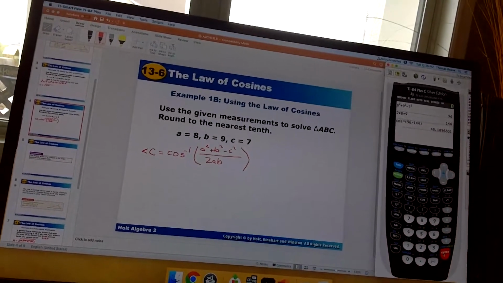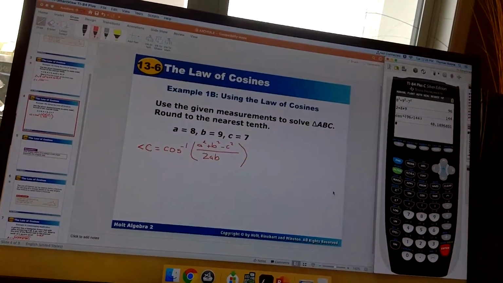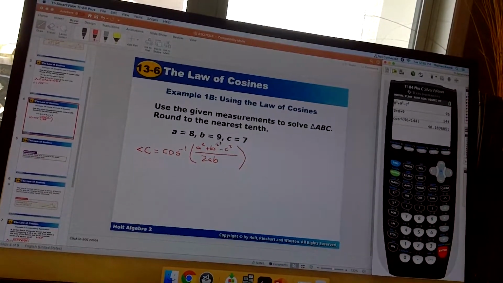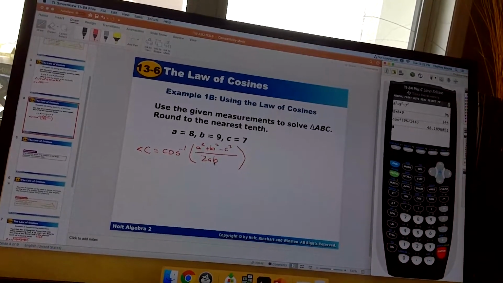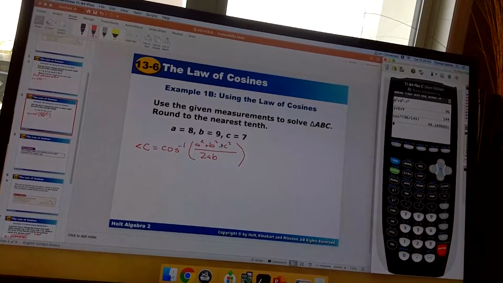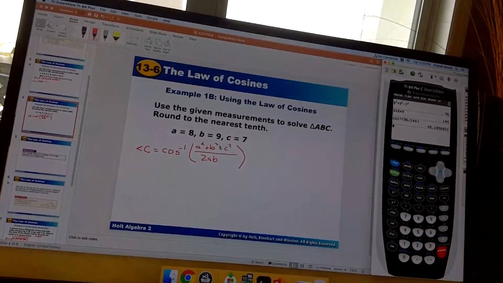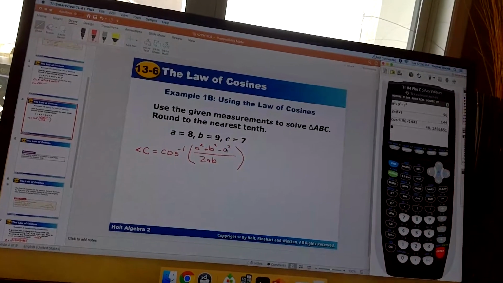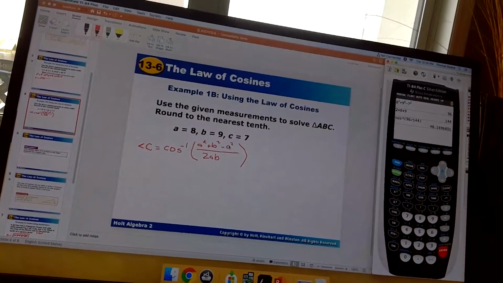Now, once again, you can do the same thing to find, let's say we wanted to find angle A. Well, what we do is 9 squared plus 7 squared minus 8 squared, all over 2 times 9 times 7. Remember, this is always the side across from the angle that you're trying to find. And once again, once you know the two angles, add them together and subtract from 180 to find the third.